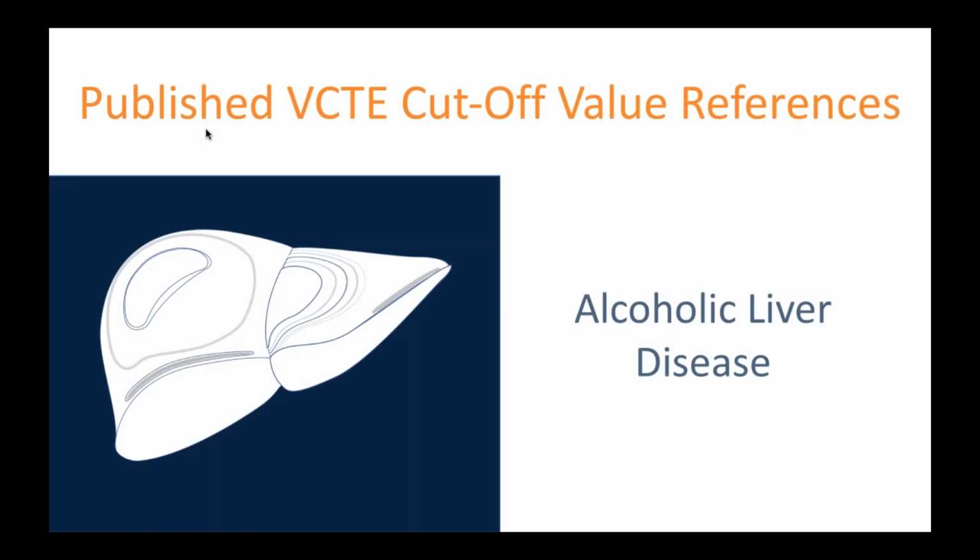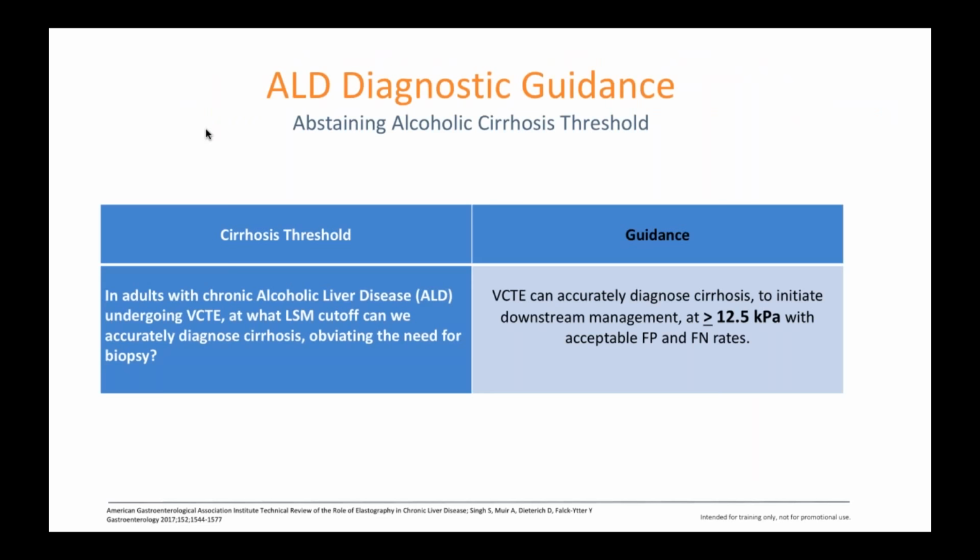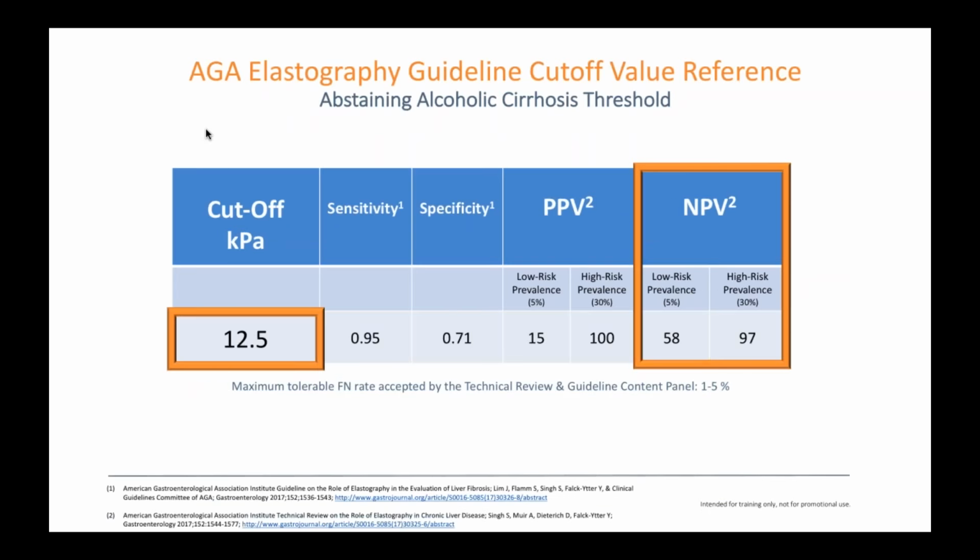Finally, in alcoholic liver disease, looking at the AGA guidance, what you're seeing is they suggest a threshold value of 12.5 for VCTE, and here you see the negative predictive value of doing that. Now, I want to emphasize in this table that what they're suggesting is this is the cutoff value for the abstaining alcoholic.